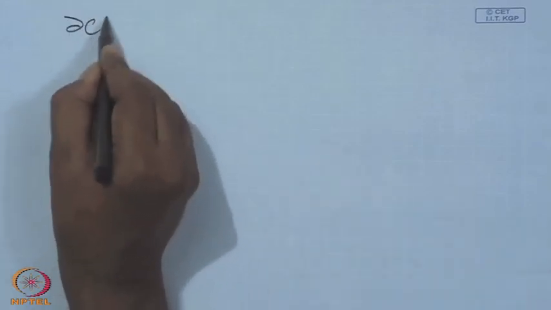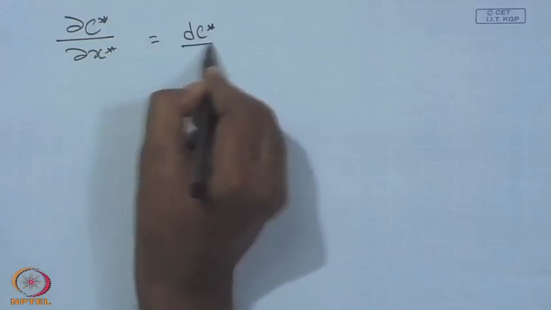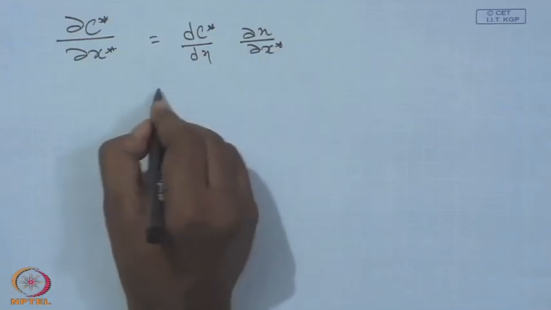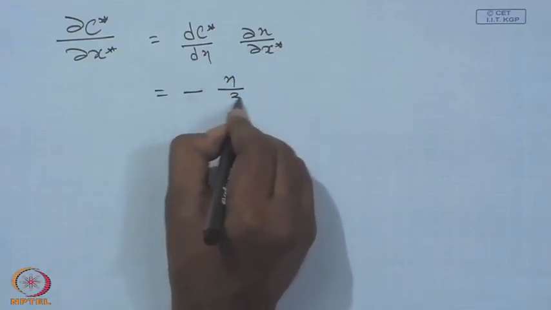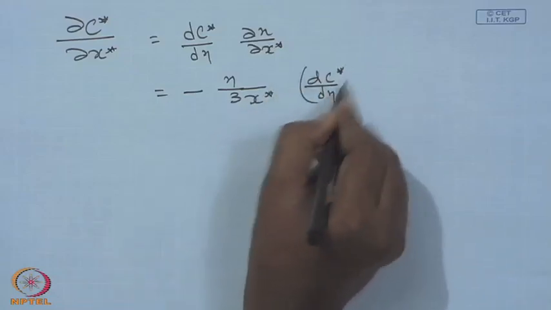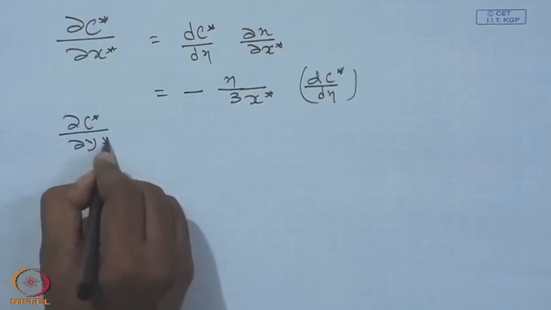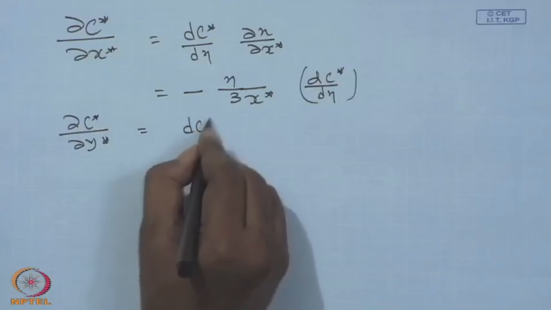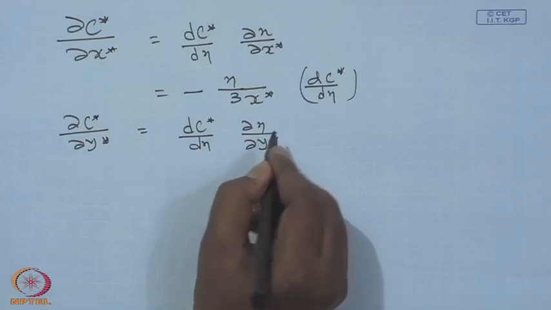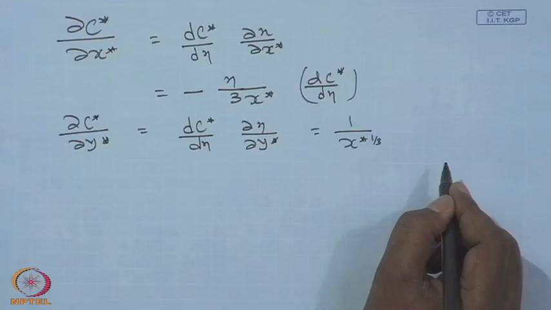So, we define del c star del x star. Del c star del x star is nothing but d c star d eta, and by using the chain rule, del eta del x star. So, this becomes minus eta by 3 x star d c star d eta, and del c star del y star is equal to d c star d eta del eta del y star. So, this becomes 1 over x star to the power 1 upon 3, that is del eta del y star.